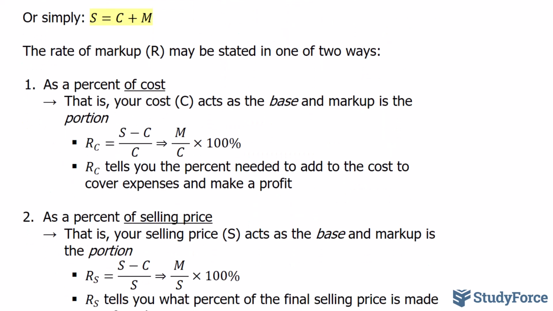For example, we can represent markup as a percent of cost. That is, your cost C acts as the base and your markup acts as the portion. If you recall the formula, B times R is equal to P, where B represents the base, R represents the rate, and when you multiply those two, you get a portion. So when the markup is based on the cost, your base value is the cost, your rate will be R, but since it's based on cost, we write down R sub C for reference, and your portion here is the markup. So multiplying these two, C and R sub C, gives you a markup based on cost.